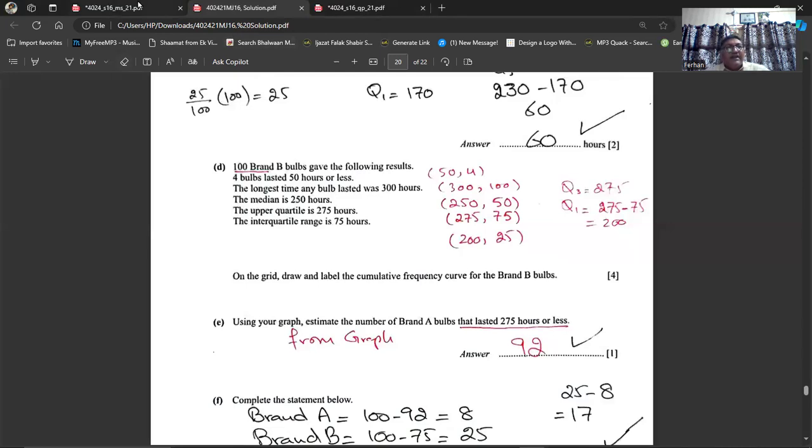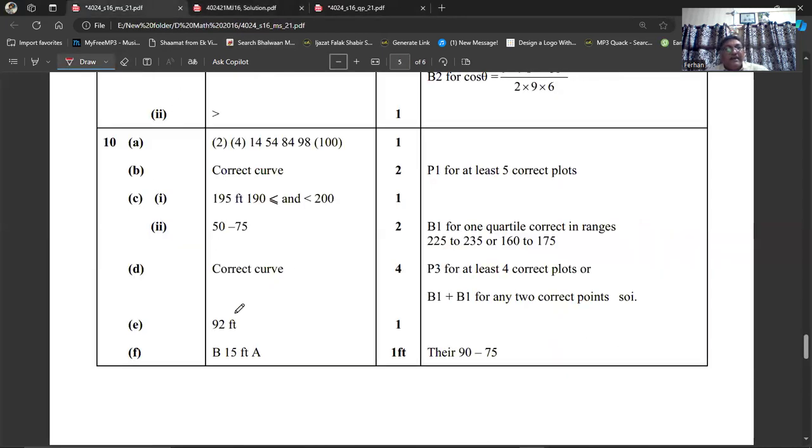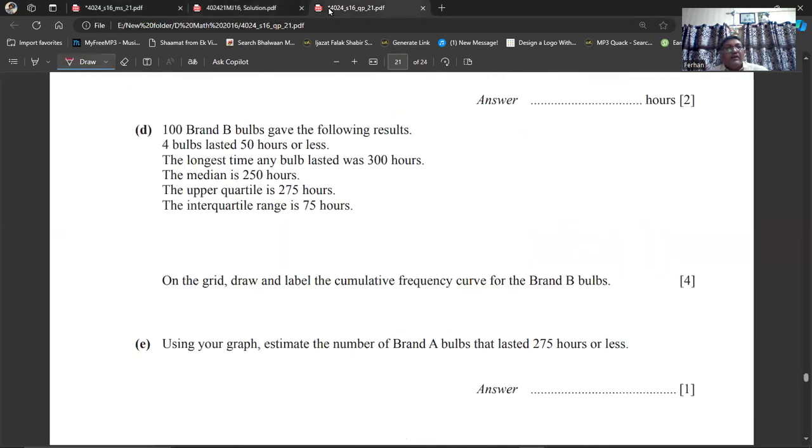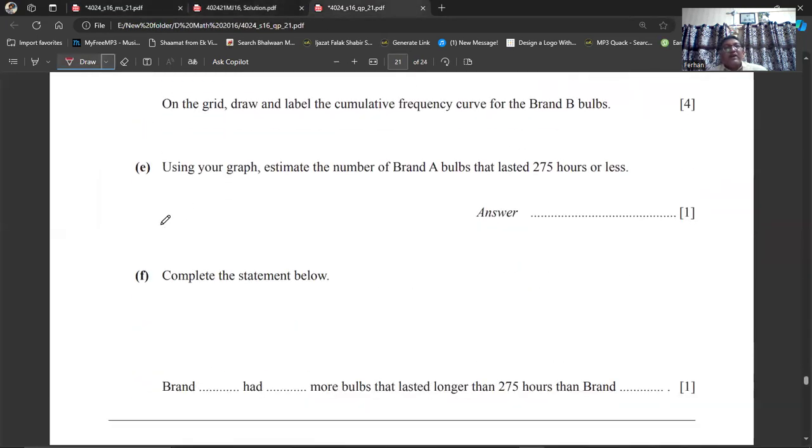Okay, then we look at the marking scheme. So we are good. Now the next part: use your graph to estimate the number of the brand A bulbs that lasted 275 hours or less.